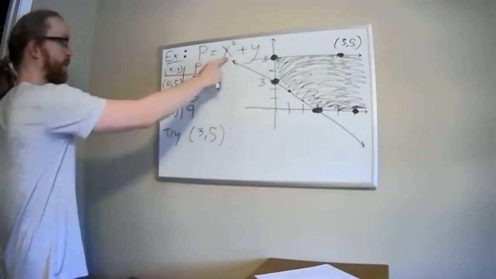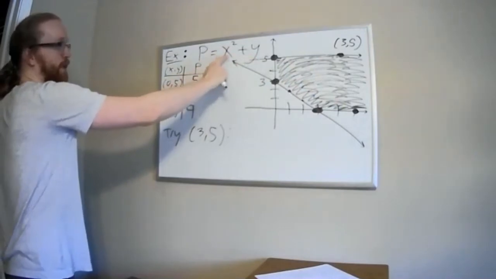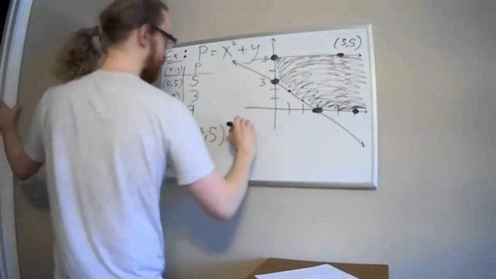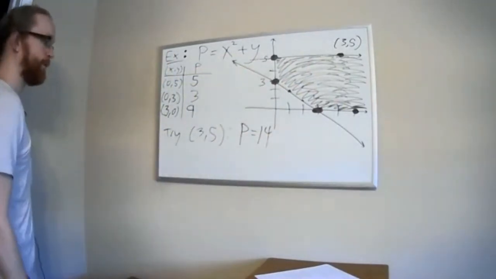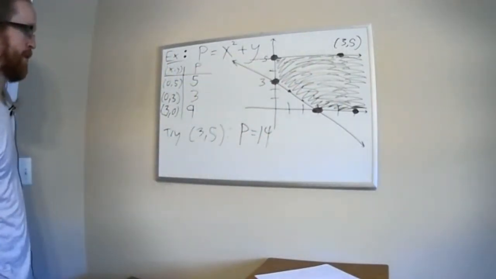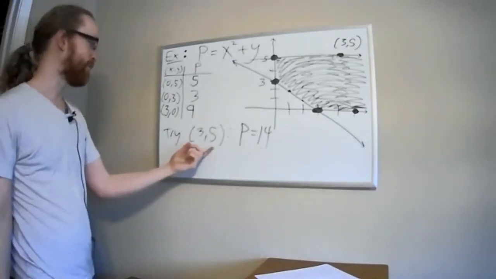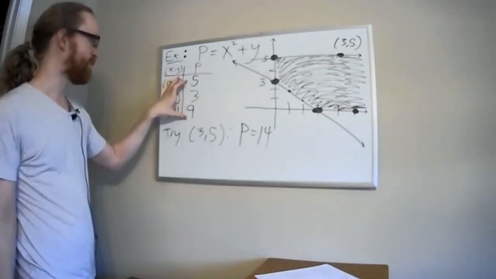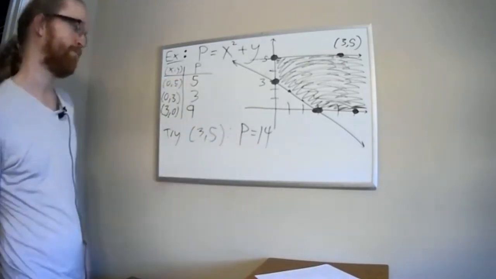So I get 3 squared plus 5. 3 squared is 9, and 9 plus 5 is 14. So p equals 14. Let's compare that now to what we got at the corner points. I got 14 at this point, but at the corner points, everything I got was less than 14. I got 5, 3, and 9. Those are all less than 14.